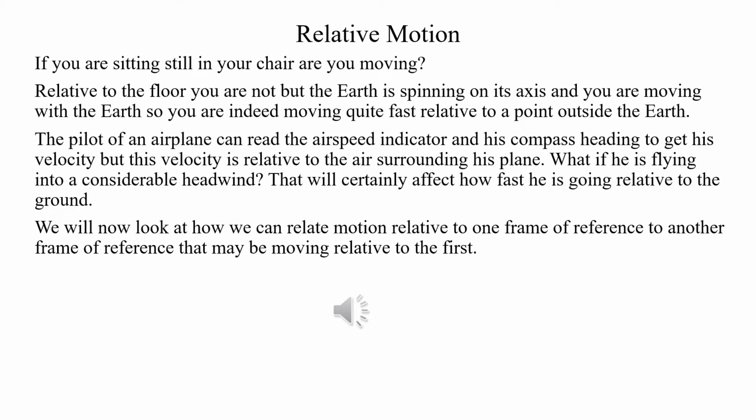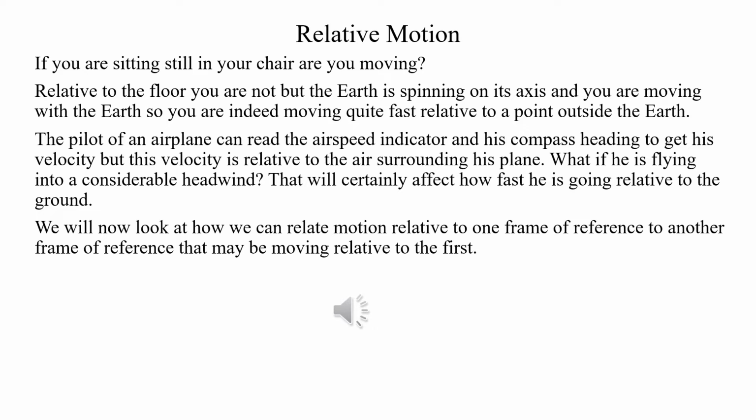The pilot of an airplane can read the airspeed indicator and his compass heading to get his velocity, but this velocity is relative to the air surrounding his plane. What if he is flying into a considerable headwind? That will certainly affect how fast he is going relative to the ground. And if it's a crosswind, that will affect his direction with respect to the ground.